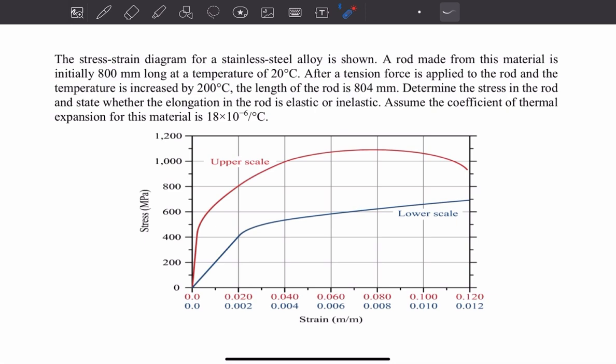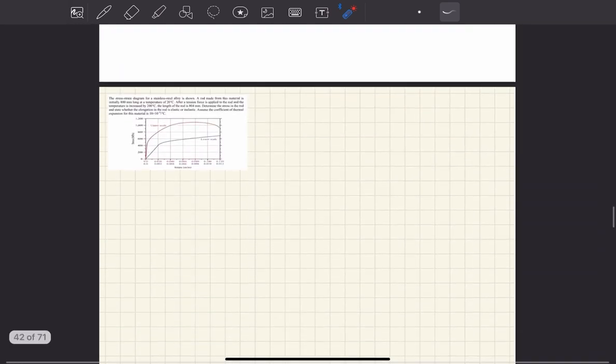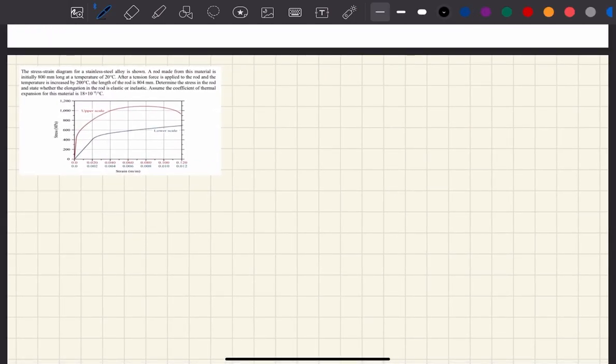Assume the coefficient of thermal expansion for the material to be 18 times 10 to the power of negative 6, in units of 1 over degrees Celsius. Okay, so right off the bat with givens, I can see that I can define two states for my system in this question, and more specifically the bar. I can define a first state where nothing's happening, so we just have the original length. The length at state 1 is 800 millimeters, and the temperature is 20 degrees Celsius.